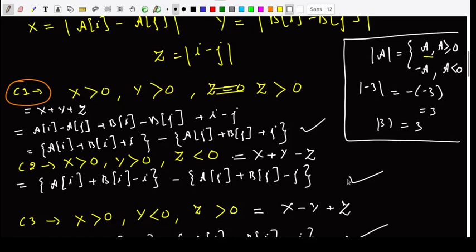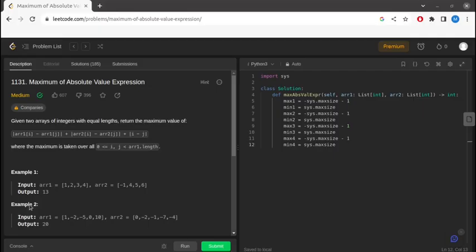Okay, so let me just switch to our coding section. Okay, just a minute. Okay, now let's see. So that is why I have used those 4 variables, which is max1, max2, max3 and max4, and min1, min2, min3 and min4. These variables, okay, let me just go there to explain it.